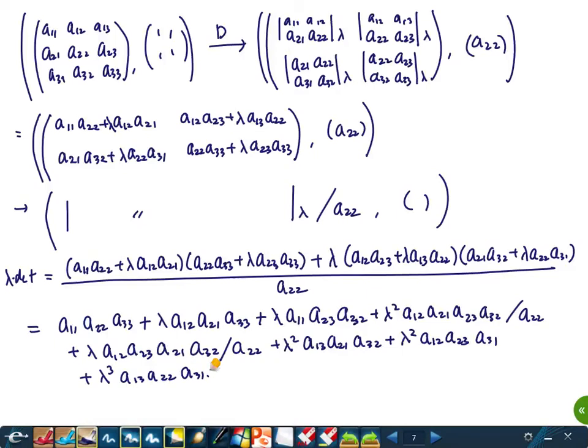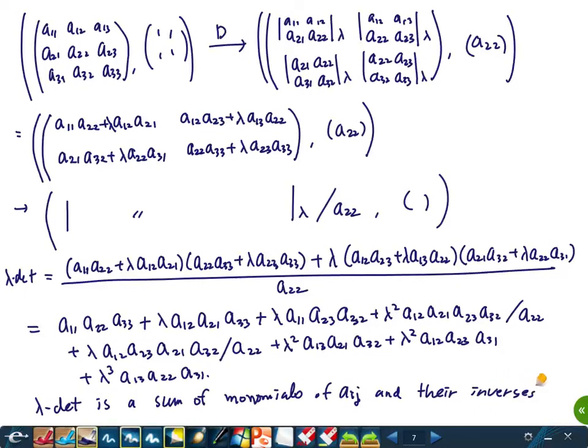Right? Now, you can easily see that each term is going to be a monomial in these variables, the aij's, and lambda. So the lambda determinant is a sum of monomials of aij, and probably we have some inverses, and their inverses are multiplied by a polynomial in lambda like this. We always have something like this.